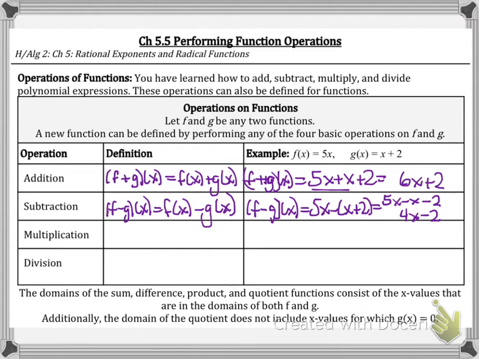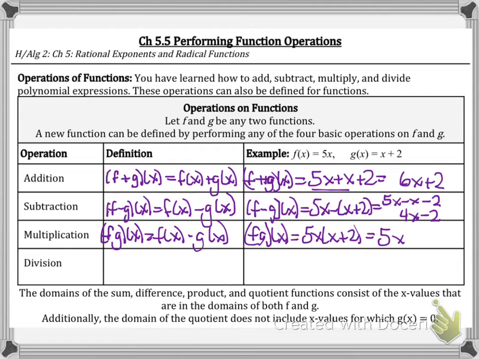Multiplication. So you would see f times g of x. And so you're just taking f of x and multiplying it to g of x. So let's try it out. f times g of x. We're going to multiply the two functions together. 5x times x plus 2. So you distribute, you get 5x squared plus 10x.